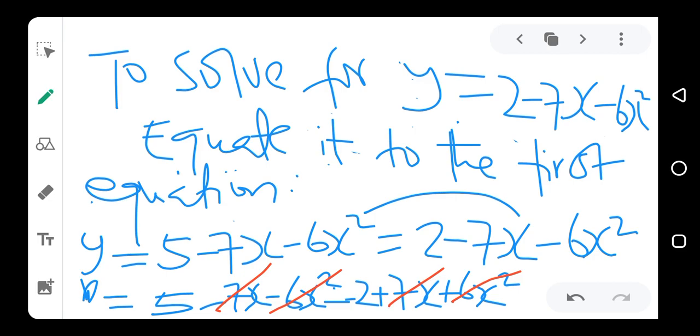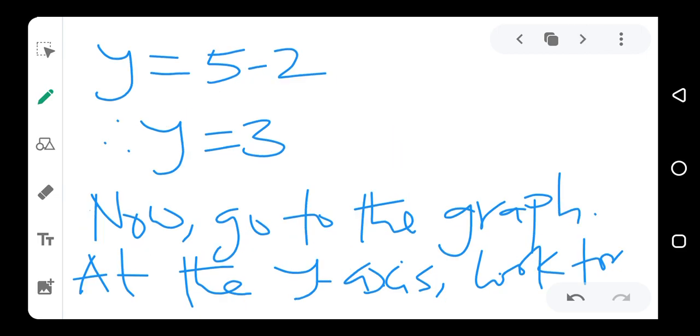Now, we cancel the ones that are alike. We have minus 7x and we have plus 7x, so the balance will give 0. We have minus 6x squared and we have plus 6x squared. The balance will give 0. So what we are now going to have is 5 minus 2, which means that y now is equal to 3. Now what we do is go to the graph, locate 3, and then draw a line from that 3 that will cut the graph at both sides.